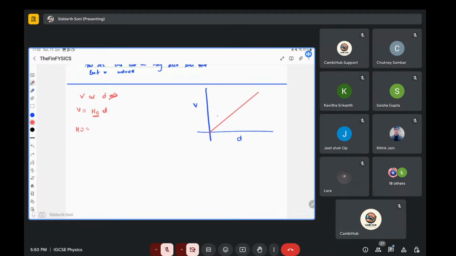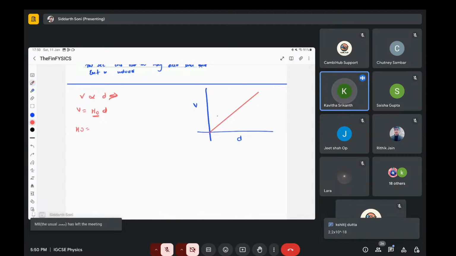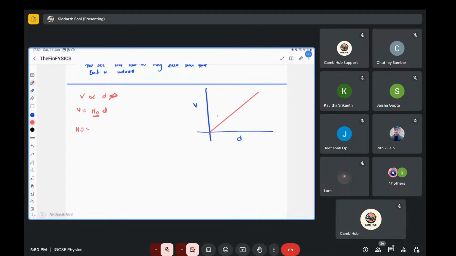No, wait. Anyone who remembers what's the Hubble's constant value? I told you all this is the only value to tell you. 2.2 into 10 raised to minus 18 per second. Very good. Okay, so it is 2.2 into 10 raised to minus 18 second inverse. Are we clear?